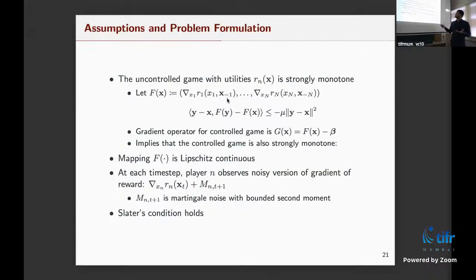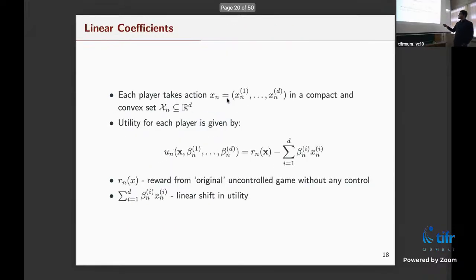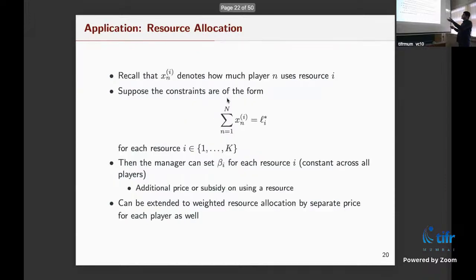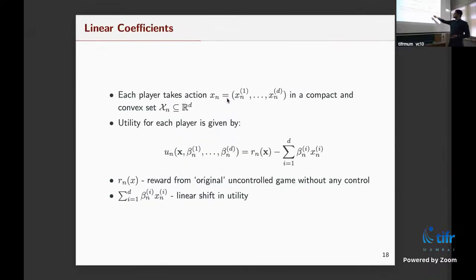So let's quickly look at the assumptions. The main assumption is that this R_n of x, the original underlying game, is a strongly monotone game. So if you define the concatenated gradients for the R functions, then they also satisfy the strongly monotone property. And if they satisfy the strongly monotone property, the gradient operator for the controlled game is nothing but f of x minus beta, because this term gives rise to f of x, and this term gives rise to beta.